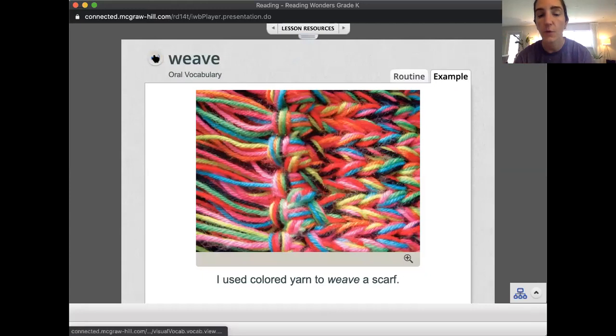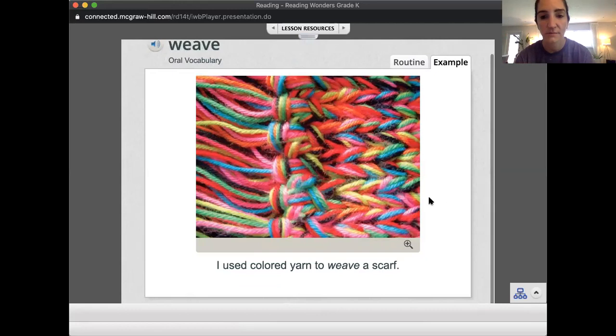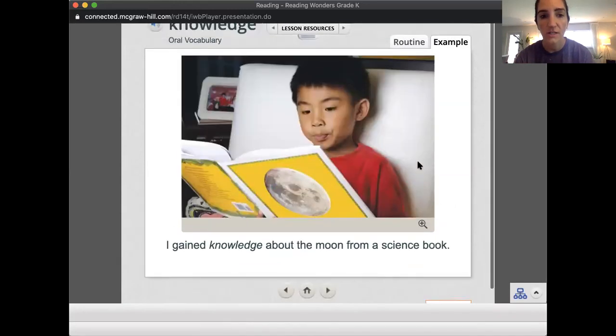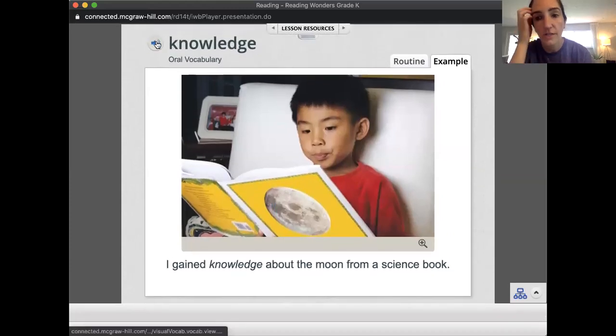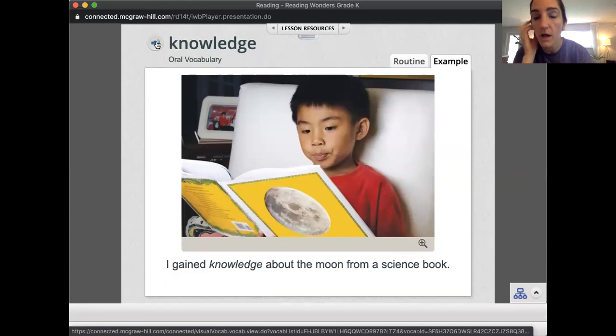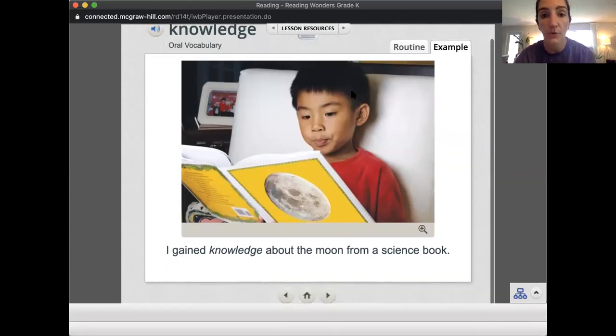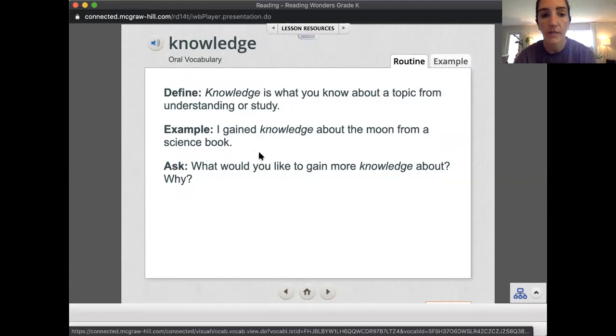Next word, repeat after me. Weave. I used colored yarn to weave a scarf. Look at that. Okay, next word is knowledge. That's where our IB Learner Profile word comes from, knowledgeable. I gained knowledge about the moon from a science book. So whenever you read books, you're gaining knowledge and you're becoming more knowledgeable. So knowledge is what you know about a topic.